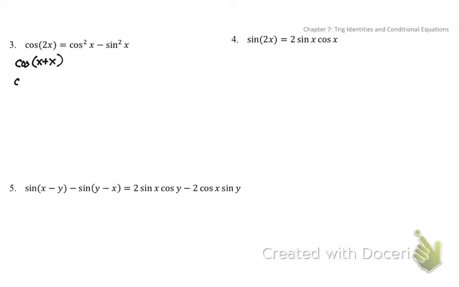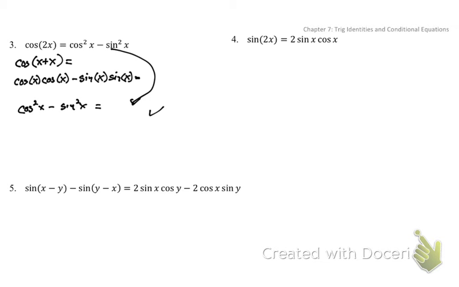So this would be cosine of our first angle. Our first angle is x. Cosine of our second angle, which is also x, minus sine of the first angle, which is x, times sine of the second angle, which is x, which is just cosine squared minus sine squared. You'd be done after this step. So we would just go, okay, this would be cosine squared x minus sine squared x. Put some equal signs. That does equal the other side. I am good.